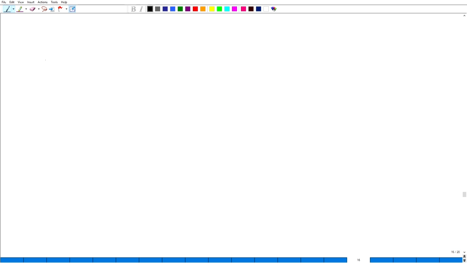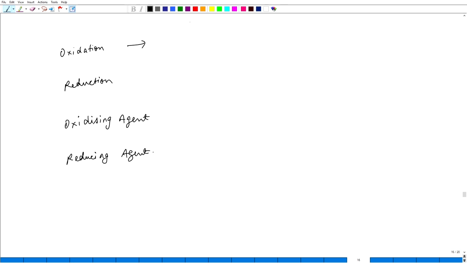So, two new terminologies I have told you. Okay, let us combine all the terminologies. One, we have studied oxidation. The other one is reduction, the third one is oxidizing agent, and the fourth one is reducing agent. Okay. These four things are there. Oxidation I have told you is loss of electrons.